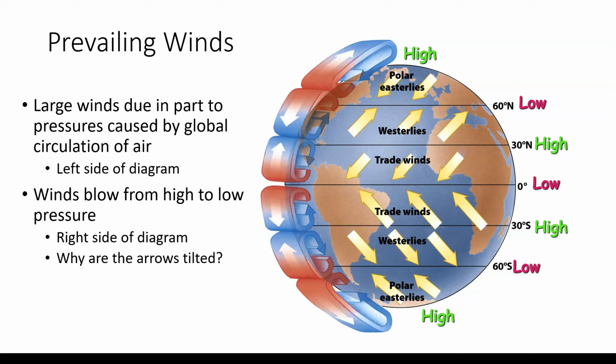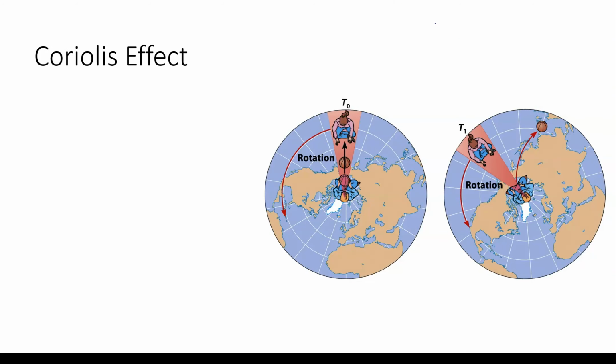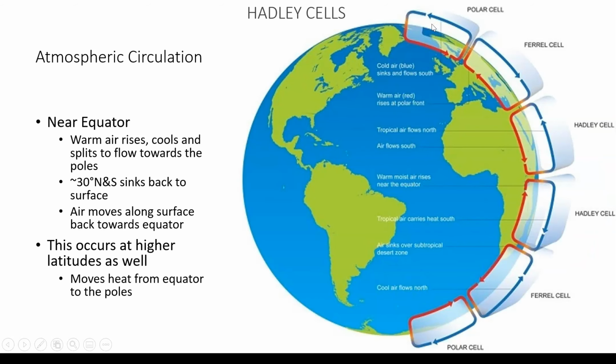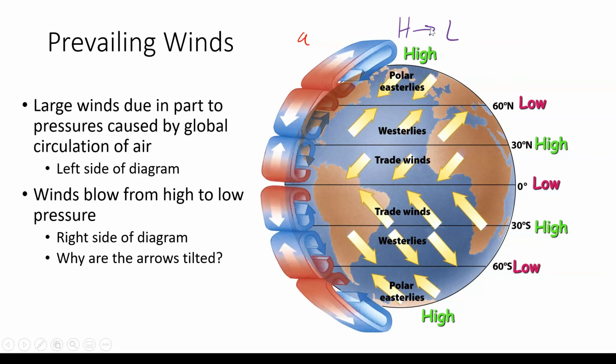And in general, wind blows from areas of high pressure to low pressure. Air flows from areas of high pressure toward areas of low pressure. Okay, and that's what causes wind.